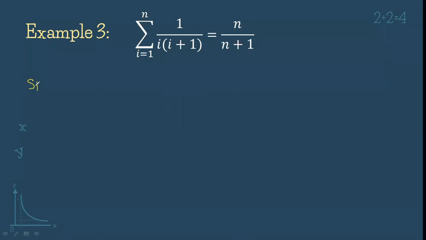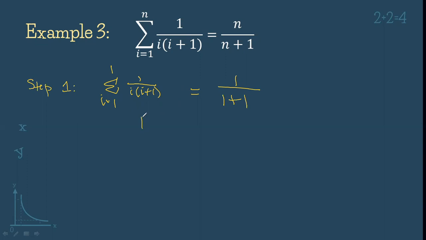So for our step number 1, we must prove that this statement holds for n is equal to 1. So we have here the summation of 1 all over i times i plus 1 as i moves from 1 to 1 is equal to 1 all over 1 plus 1. Ngayon po, dito sa summation na ito, ang sabi po, si i daw po magmumula kay 1 patungong 1. So technically, that is just equal to 1.